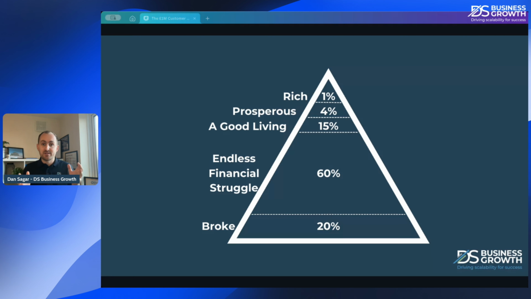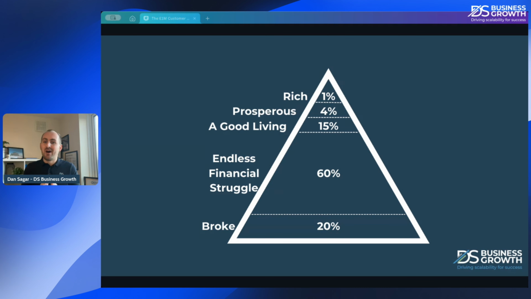Okay, if you are in that 60%, perhaps you just want to get up to that 15%. And if you're in that 20%, jumping up to the 60% would actually be a big relief. So it's thinking about where you are and where you want to be. But that's not what this session is about.